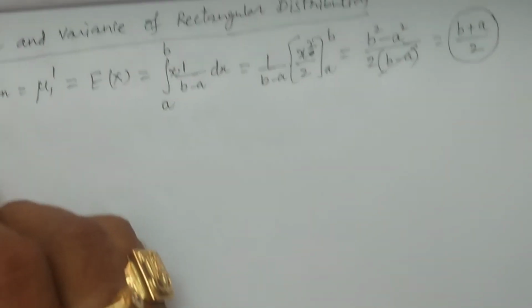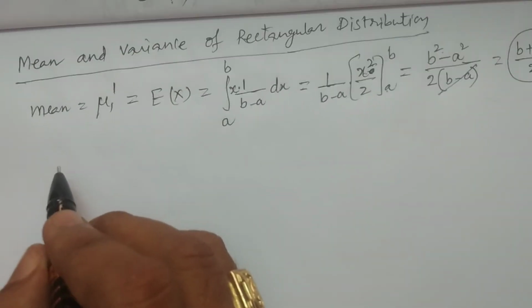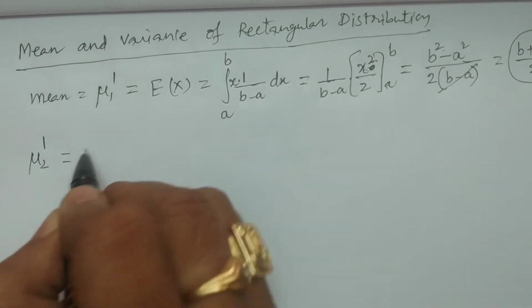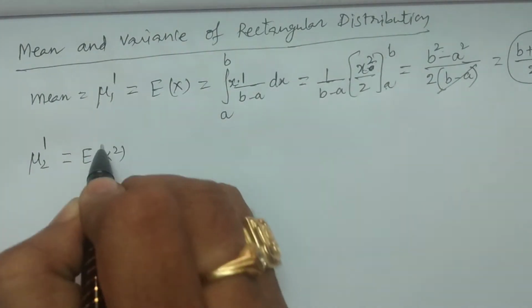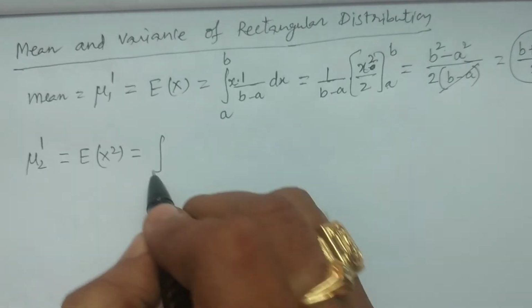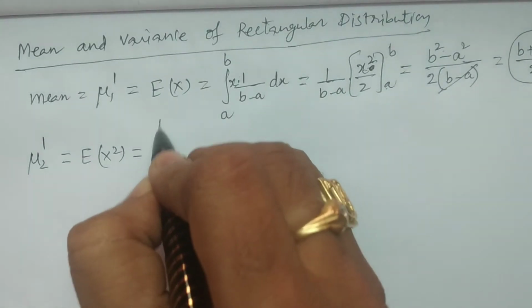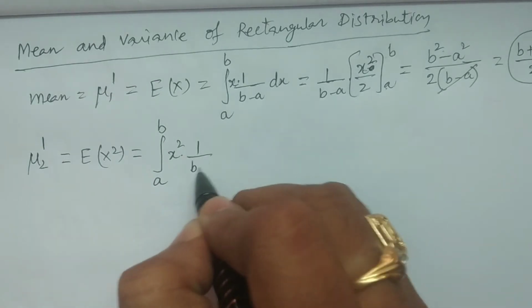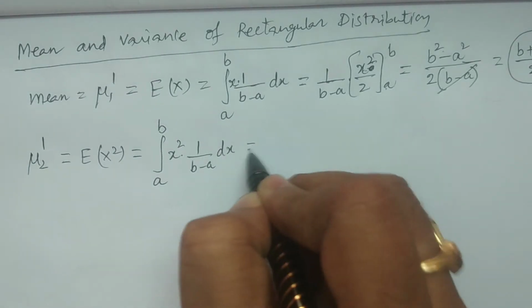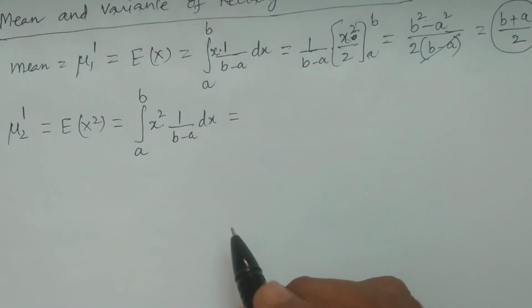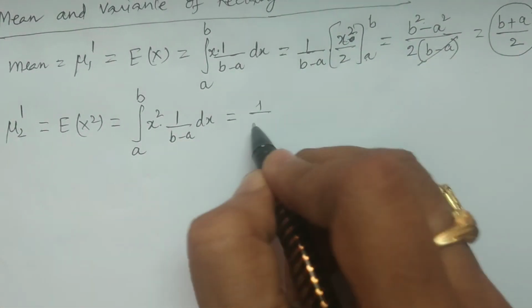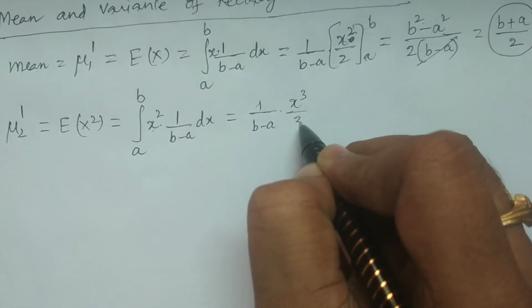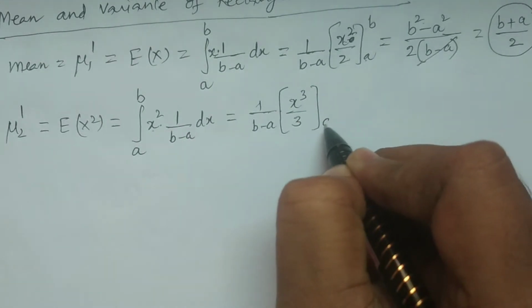Second, to calculate the variance, I'm calculating mu2 dash. Mu2 dash is equal to the expectation of x square. We know that the formula is the integral, with limits a to b for the rectangular distribution, of x square into f of x, where f of x is 1 by b minus a. So it is equivalent to 1 by b minus a taken outside, and the integration of x square is x cube divided by 3 between the limits a to b.